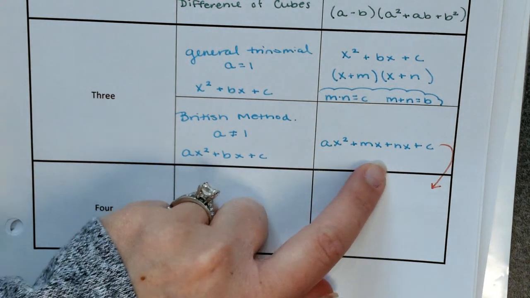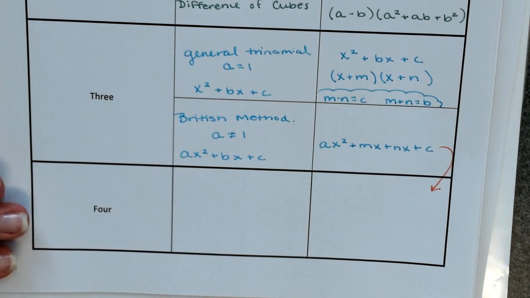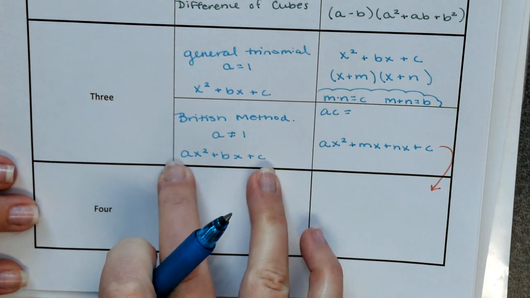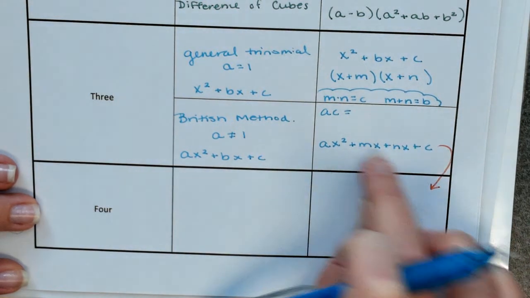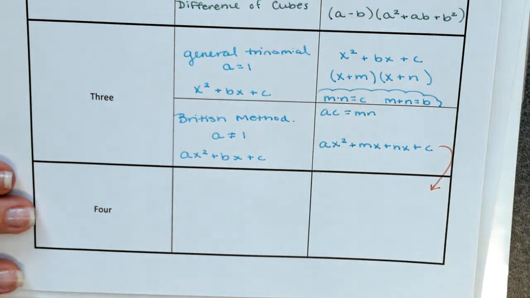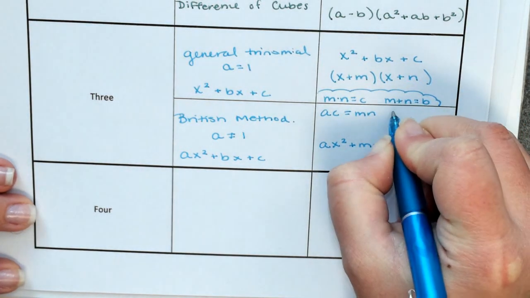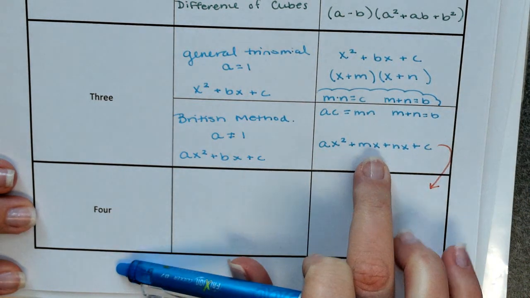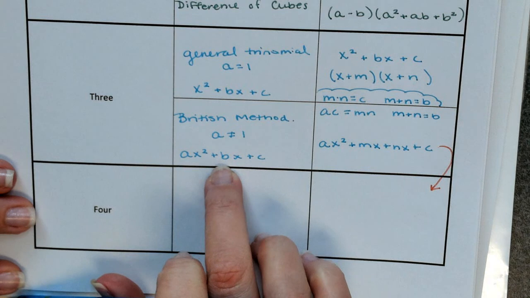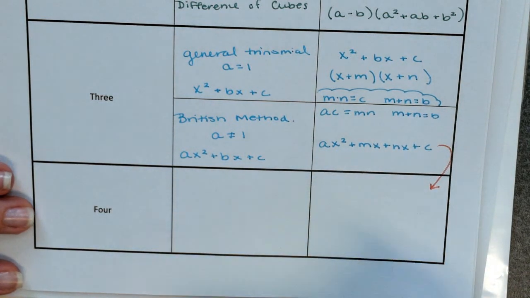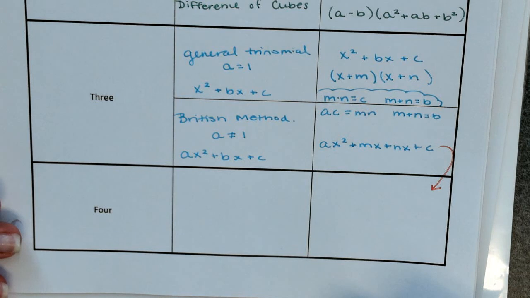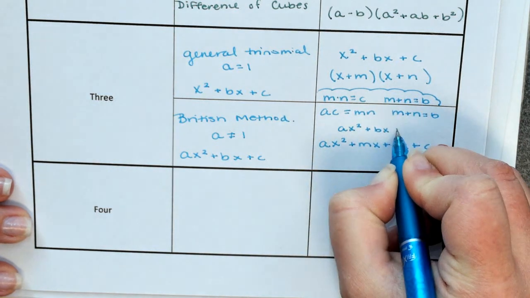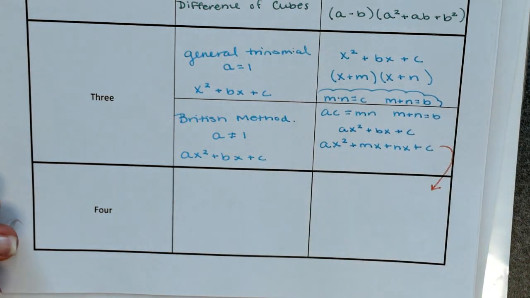Now, how do you come up with the m and the n? If you take a times c, that has to be what m times n multiply to. Okay? You also know that m and n added together has to equal b, because mx plus nx has to be bx. Okay, so you're just breaking apart that bx term into two terms. So this would start as ax squared plus bx plus c. You break it apart into 4 terms.